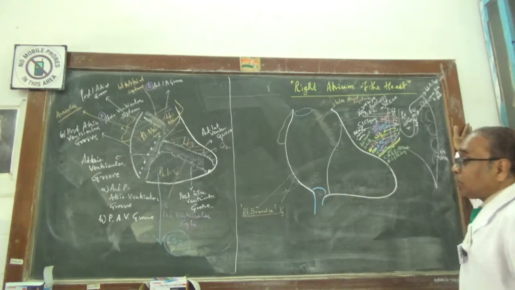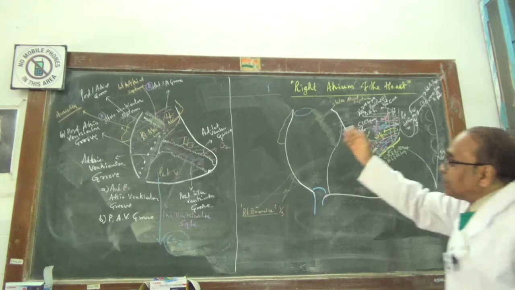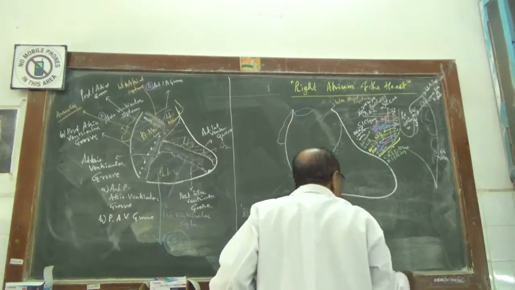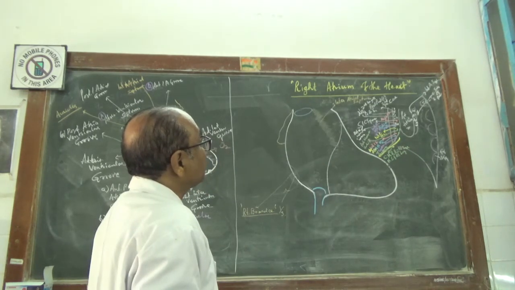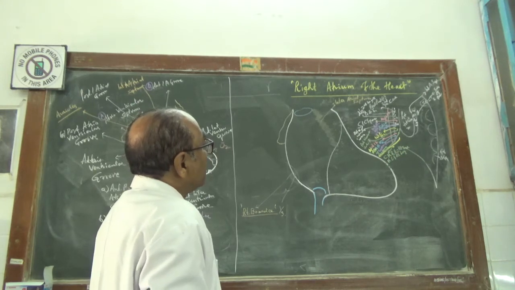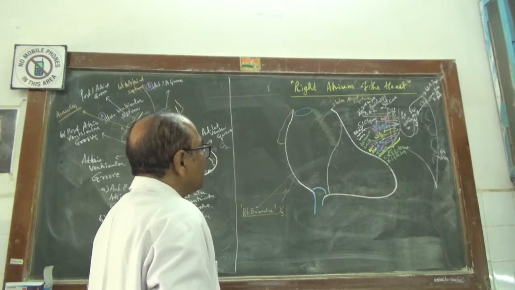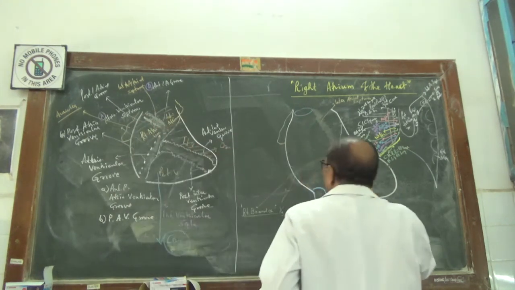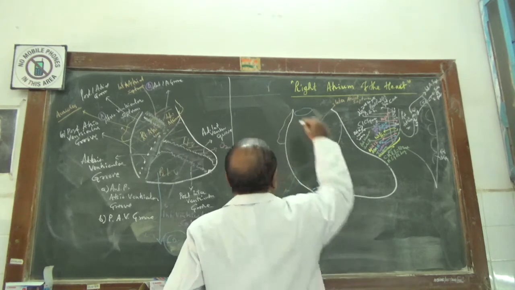So this is what will come into view. Now you have to go to the lateral relation. Laterally, the right atrium is related to that too, especially right laterally. Right laterally, I can show it in this diagram.